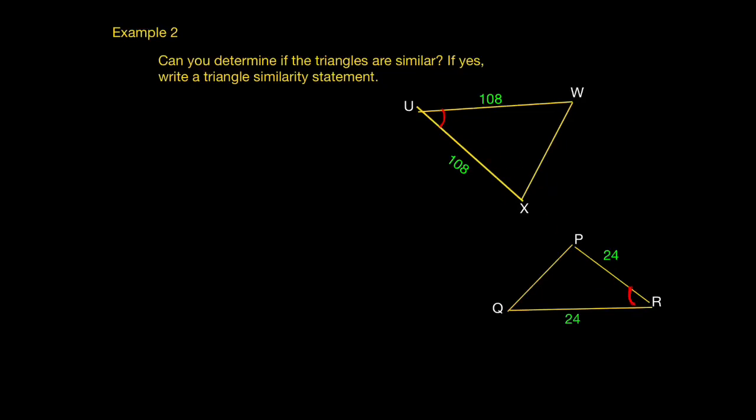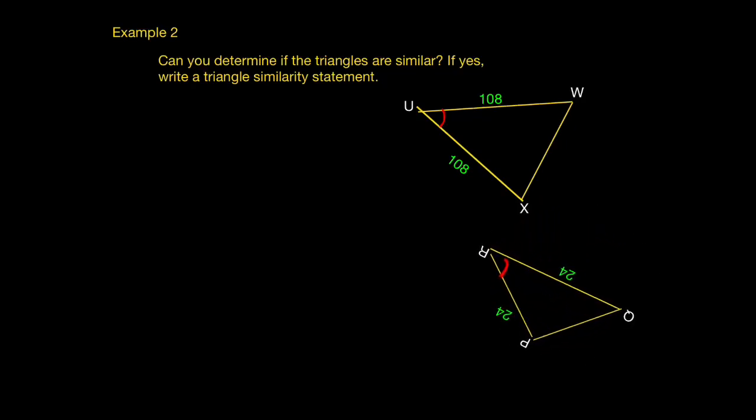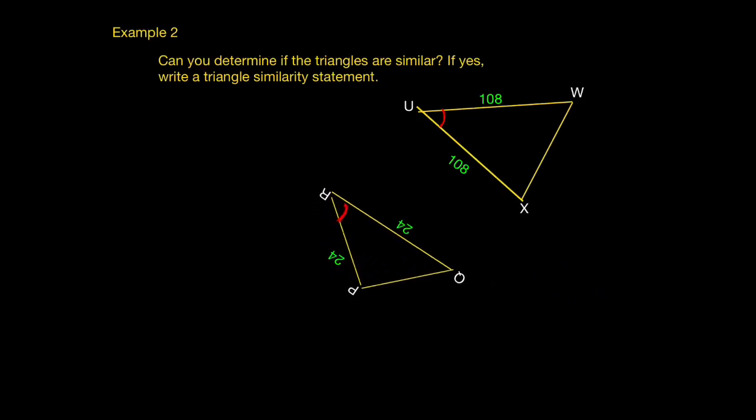So let's go ahead and make sure that our triangles are facing in the same direction, and I'm going to do that by changing one of them. Here I'm going to rotate triangle QPR. So if I rotate this one, now perfect, they're facing in the same direction. There we go. And now we can see that angle R corresponds to angle U, angle P corresponds with angle X, angle Q corresponds with angle W, and side length QR corresponds to length WU.